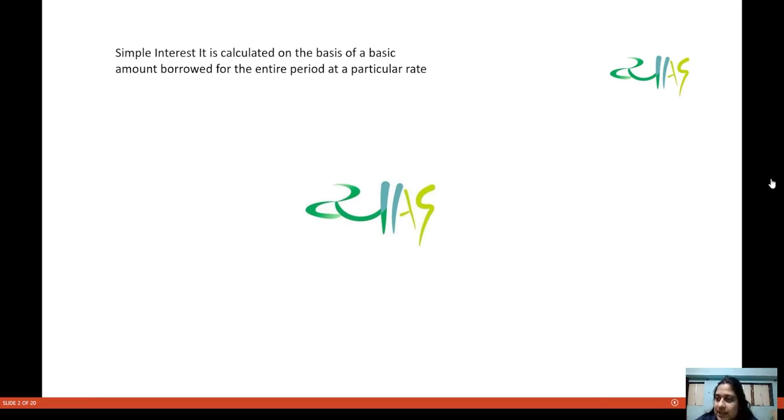Now we are not studying economics. We are students of CSAT here, so let us focus on that only. So this is simple interest. It is calculated on the basis of a basic amount borrowed for an entire period at a particular rate.